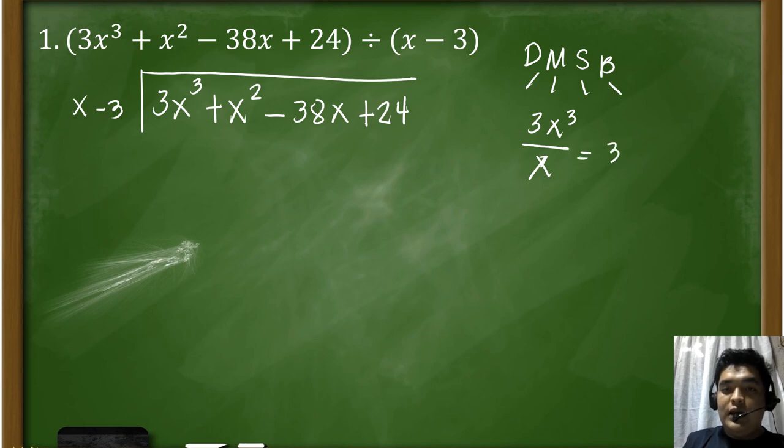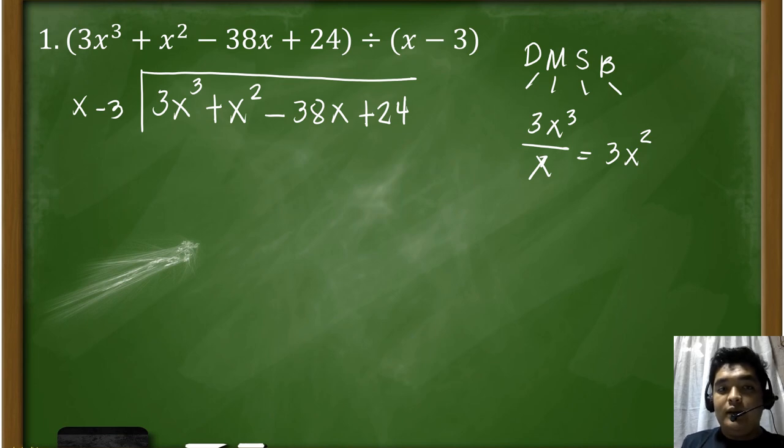That is 3. x cubed divided by x is x squared. Why x squared? In division of exponents, you have to subtract your exponents. So 3 minus 1, that is 3x squared.